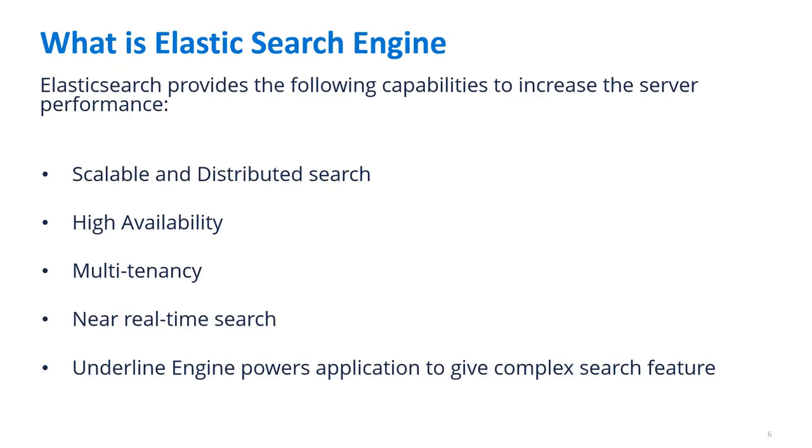Now let's try to understand what Elasticsearch is. It gives you 5 key advantages. Number 1, it is distributed and scalable. Most important is high availability, so we can have 2 or 3 Elasticsearch engines to give us high availability all the time. Multi-tenancy can be configured on the Elasticsearch engine. It's a near real-time search and it gives us complex search, which is one of the biggest advantages of the Lucene engine.